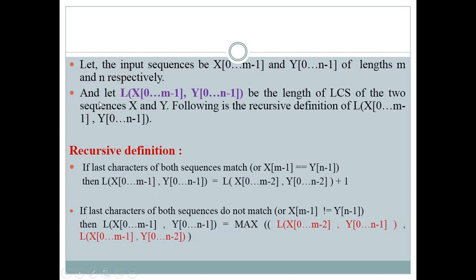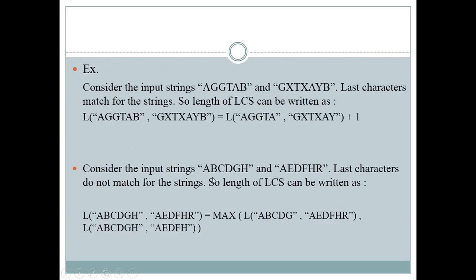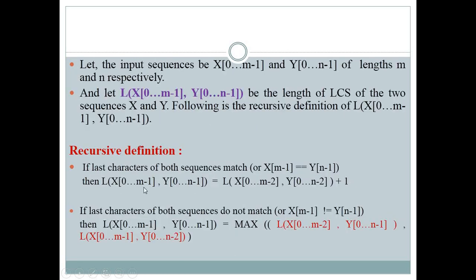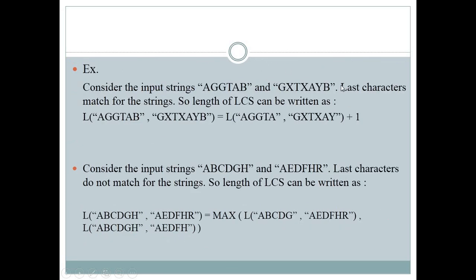For that we will have two sequences, stored in arrays x and y, and their lengths will be m and n respectively. We will have to find the longest common subsequence by a recursive method. We will understand this by an example, and this example is here in row form.